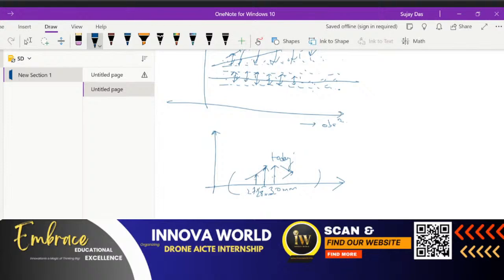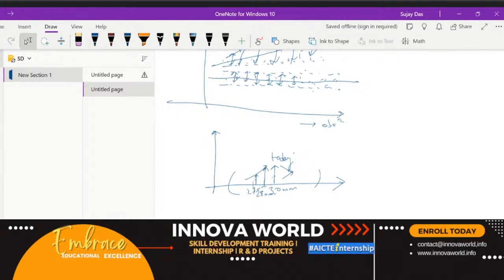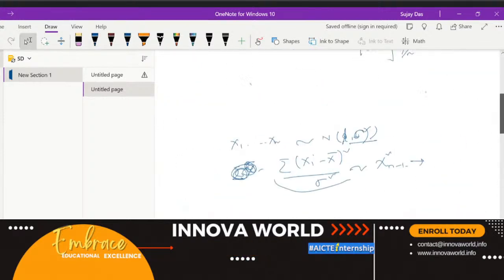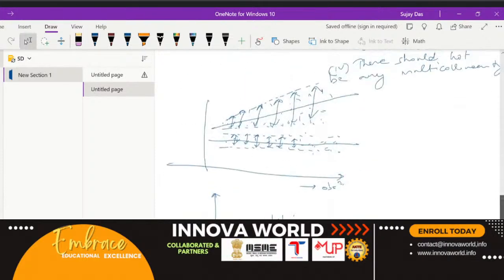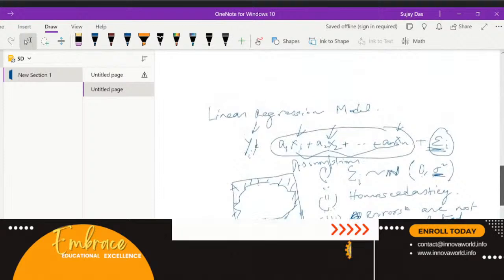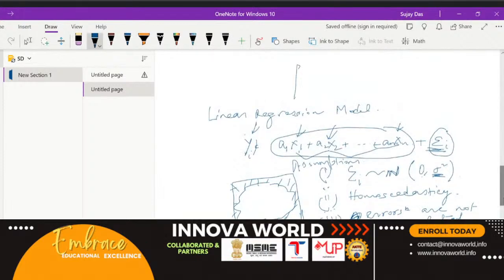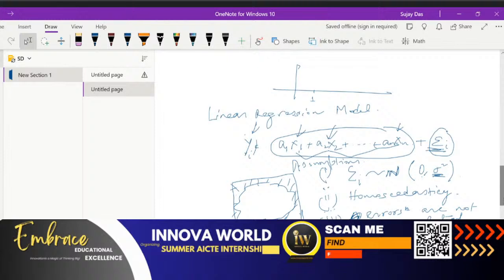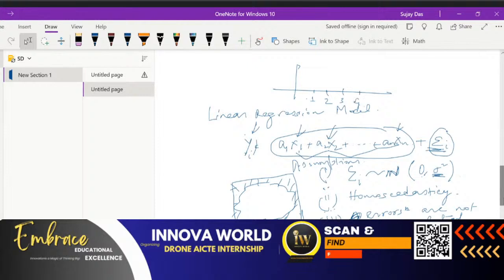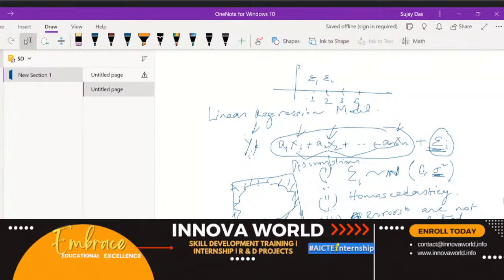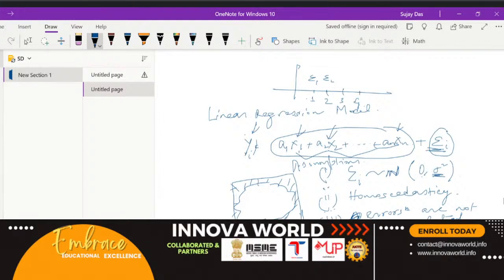Suppose we are discussing the errors, and your errors look like this. Suppose this is data point number 1, this is data point number 2, this is data point number 3, and data point number 4. The error at data point 1 should not be related in some way to data point number 2. That should be independent. So this is the importance of the autocorrelation assumption. Your errors should not be autocorrelated.